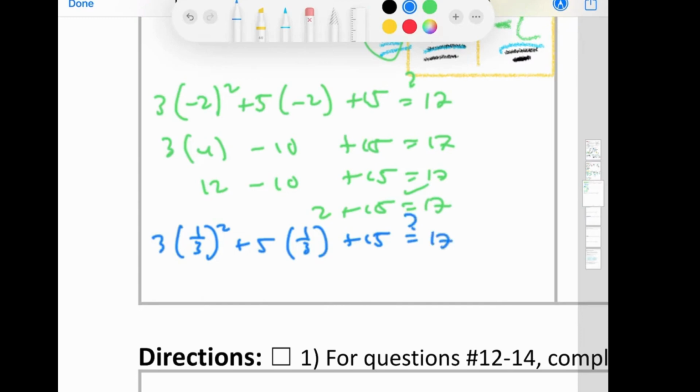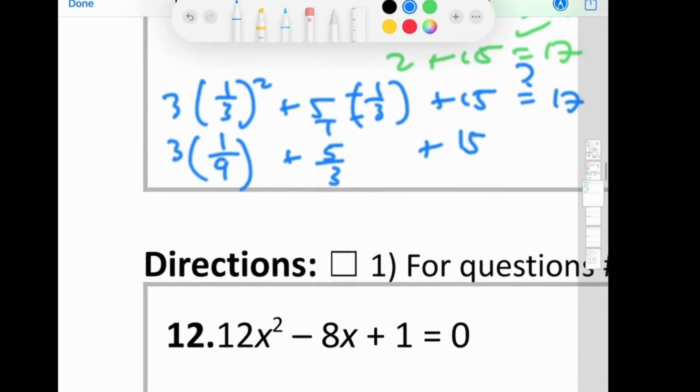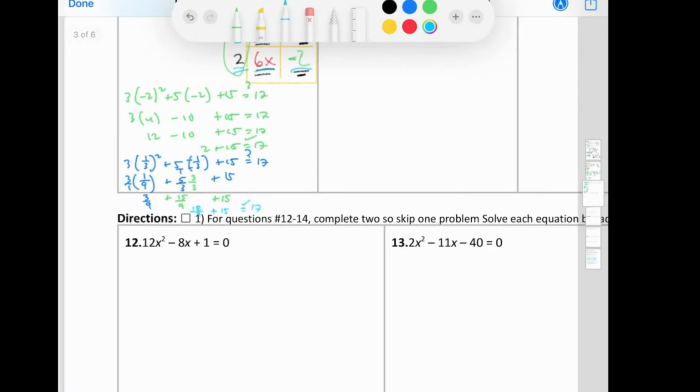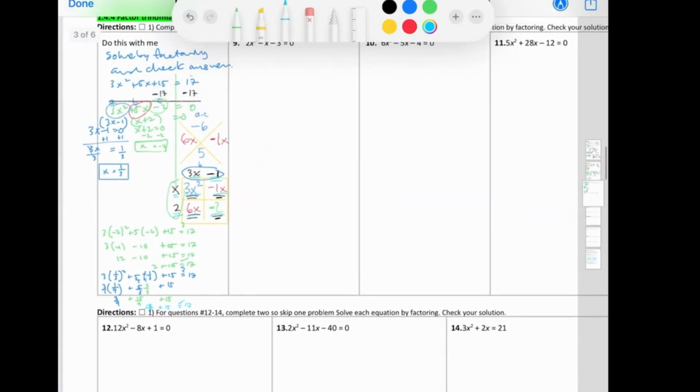Okay, 1/3 squared is 1/9. 5 times 1/3 is 5/3. Just multiply across here. See that? Okay, so this one is going to become 3/9. And an equivalent is 15/9. Oops, I was peeking ahead. So this will equal 18/9, and 18/9 is just 2. So 2 plus 15 equals 17. That does match. Okay, so that's how you factor when a is greater than 1.